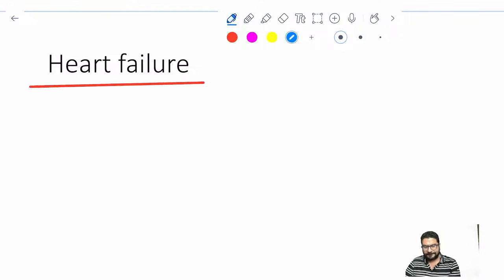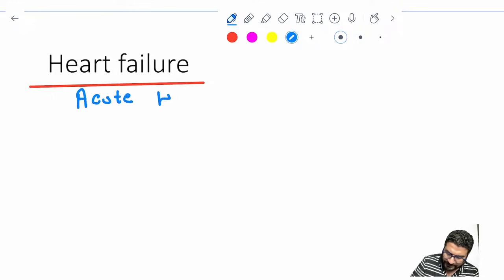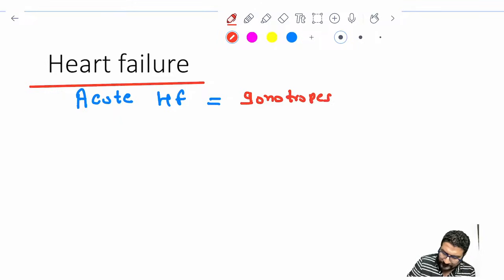Now coming to heart failure. Now understand, they ask you in acute heart failure what we give. In acute heart failure, understand what we give. अगर patient को acute heart failure है, in this case you have to save patient life. You have to save patient. So how we can save patient life? So we will give inotropes and we will use diuretics.